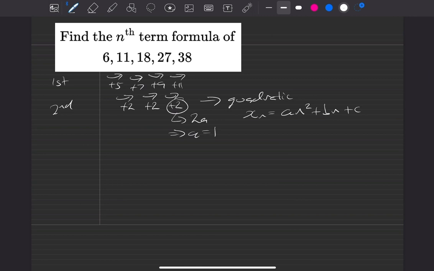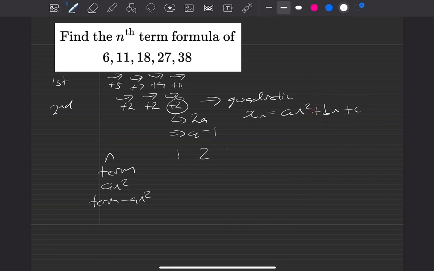And what we need in our table is the position, the term, an squared, and then the term minus an squared. Because what this last row will give us is going to be basically the bn plus c. So that should be a linear sequence, and then from there we can figure out what b and c are. So we'll fill this all in.